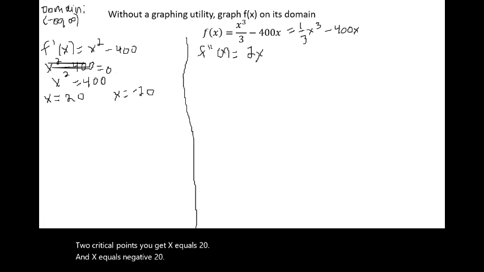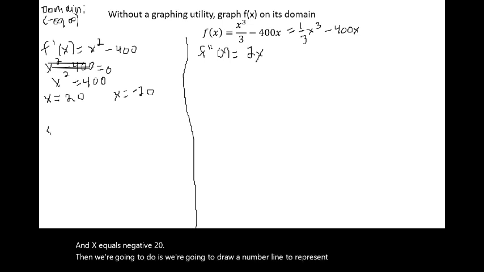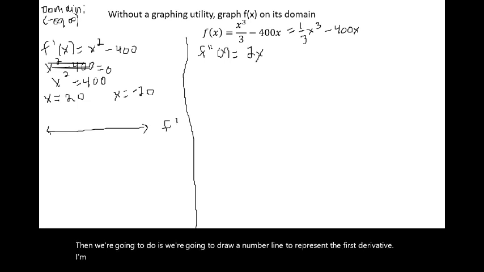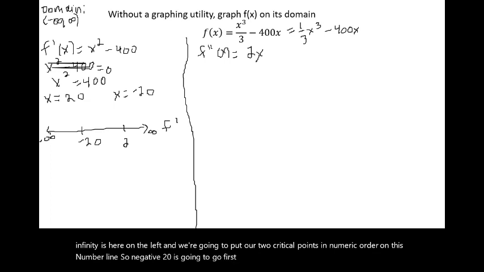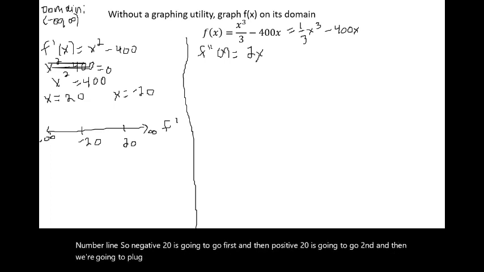Then we are going to draw a number line to represent the first derivative, and I'm going to make sure I label it as f prime. Positive infinity is here on the right, and negative infinity is here on the left. We're going to put our two critical points in numeric order on this number line. So negative 20 is going to go first, and then positive 20 is going to go second. And then we're going to plug test points into each of these subintervals to figure out where the function is increasing and where the function is decreasing.